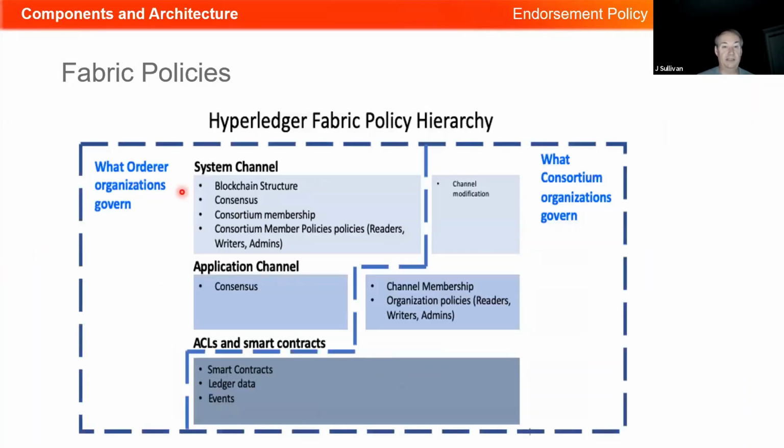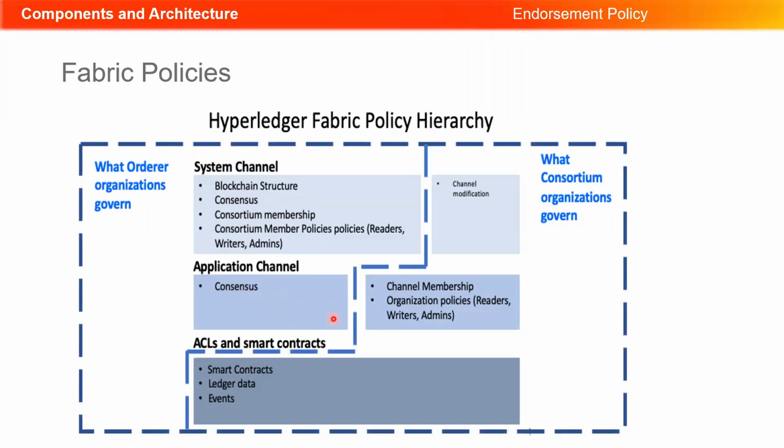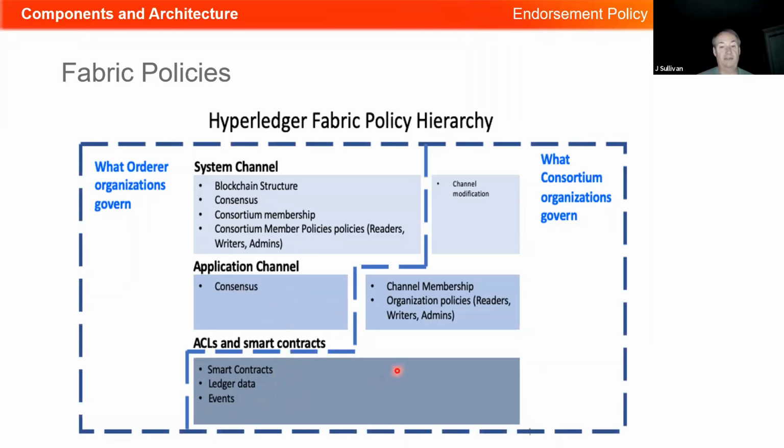And we can see them right here. So this is the governance right here. So we have our system channel that has all of our consensus, our consortium membership policies, our applications here, and we can see here our smart contracts, our ledger data, and our events.